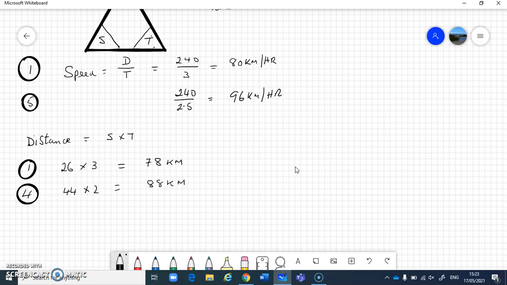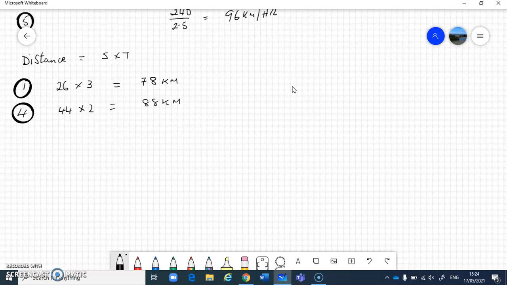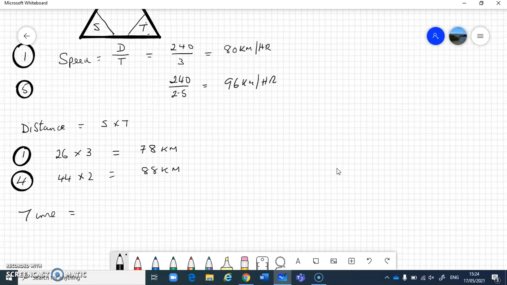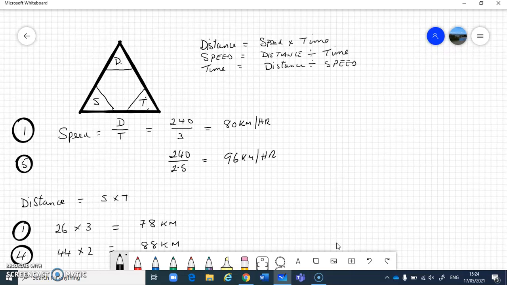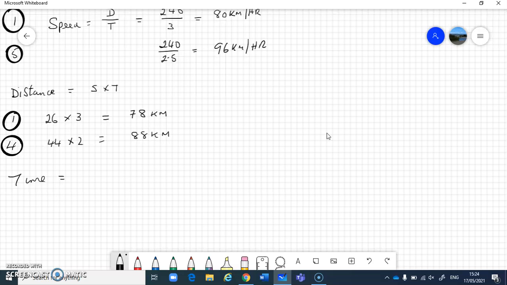So now we'll move on to page 3. And on page 3, what are we looking for? We're looking for time. So again, I'm going to write the formula down. First thing we do is write the formula. So time is equal to, and we'll go back up the top just to check it. So time is equal to distance divided by speed. So it's D over S. Distance divided by speed.